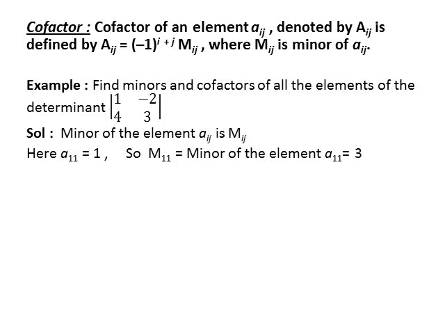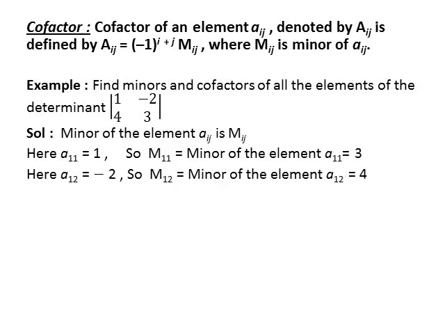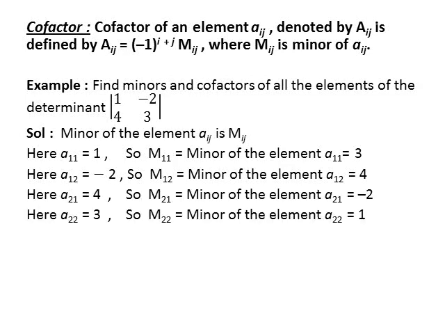Similarly, we can calculate minor of element A12. Here A12 equals minus 2. So M12 equals minor of element A12. To find M12, delete the elements of first row and second column. We are left with 4 and determinant of 4 is also 4. So M12 equals 4. Similarly, you can calculate minor of A21, that is M21 equals minus 2, and minor of A22, that is M22 equals 1.